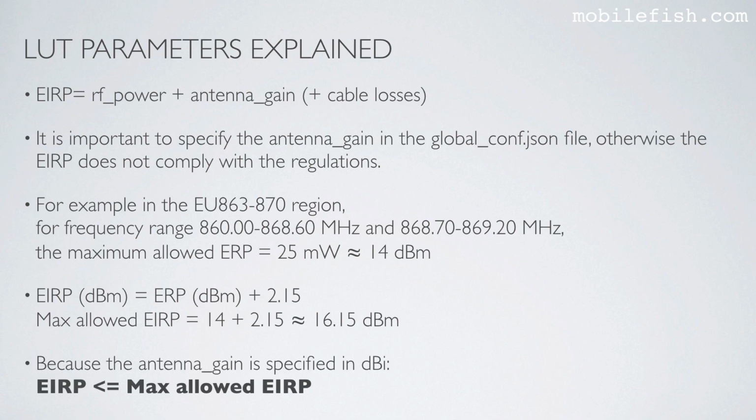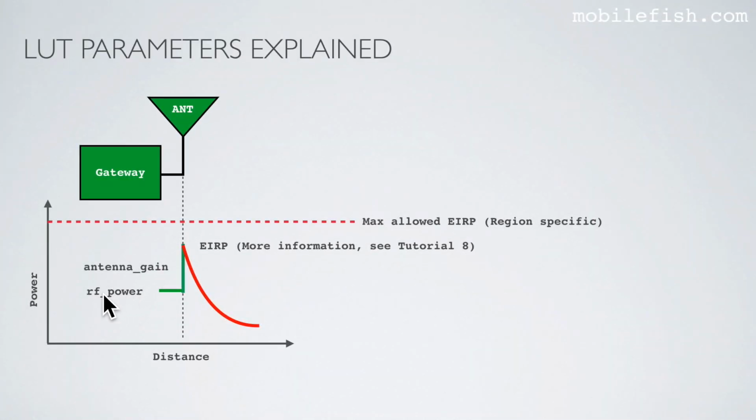Because the antenna gain is specified in dBi, the AERP must be smaller or equal than the maximum allowed AERP. Here the RF power plus the antenna gain is the AERP, and the AERP must be smaller or equal than the maximum allowed AERP. And the maximum allowed AERP is region specific.